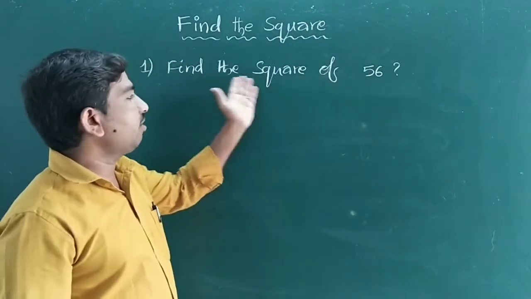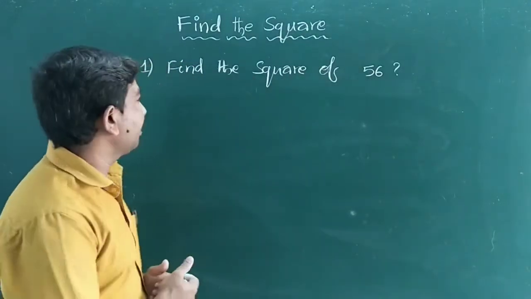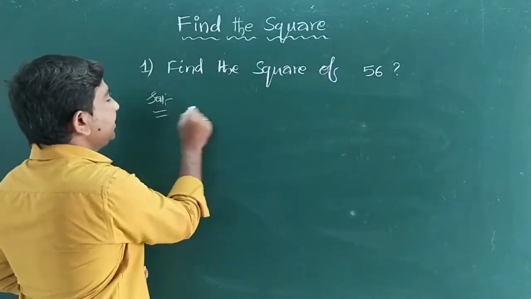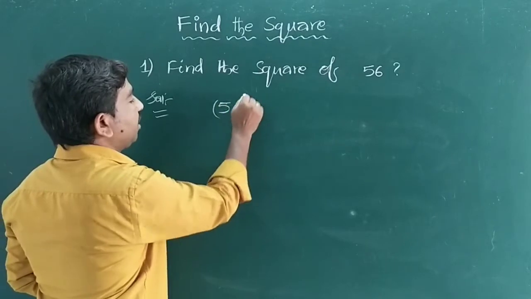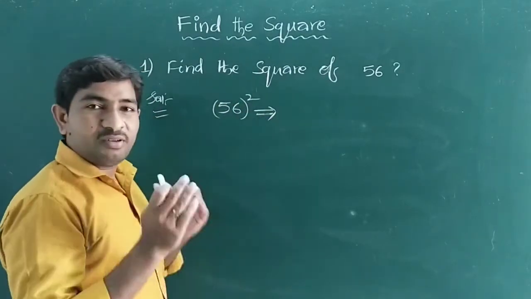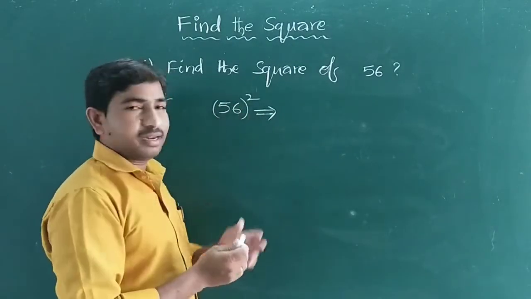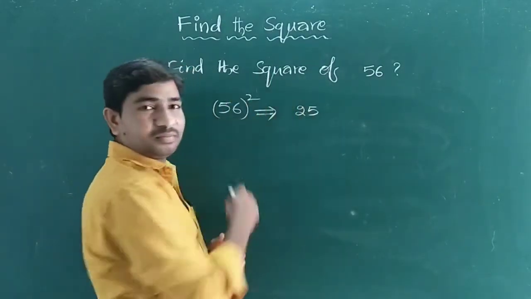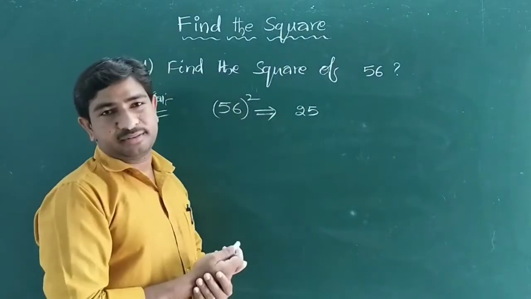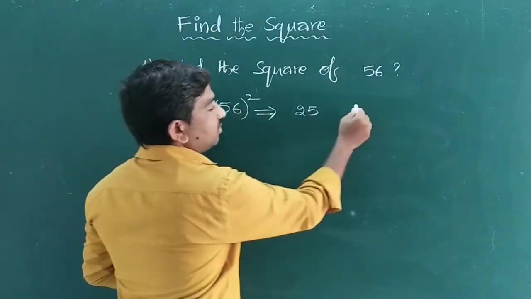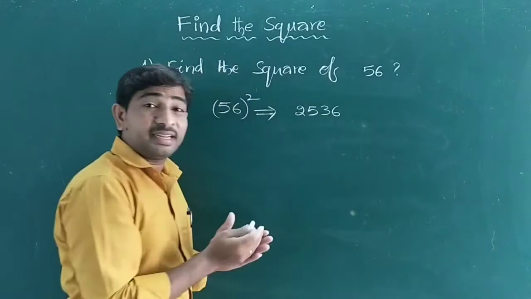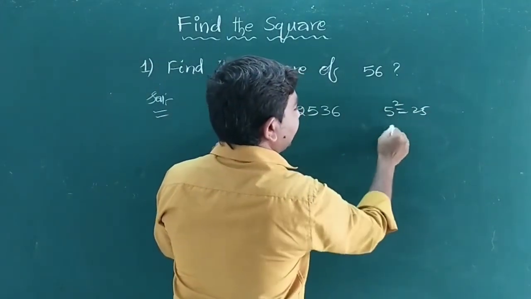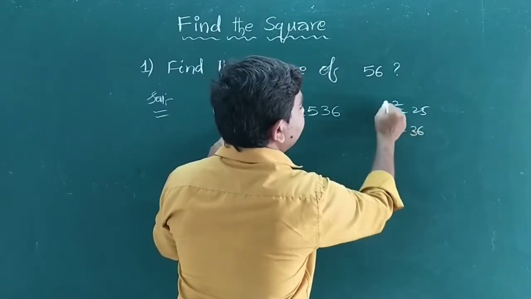For this I have taken 56 as our number. Now find the square of 56. See, it is very easy. 56 square is equal to, first we have to take 5 square. 5 square is equal to 25. And now 6 square is 36. So what I have written here: 5 square is 25 and 6 square is 36, the squares of the digits of the given number.